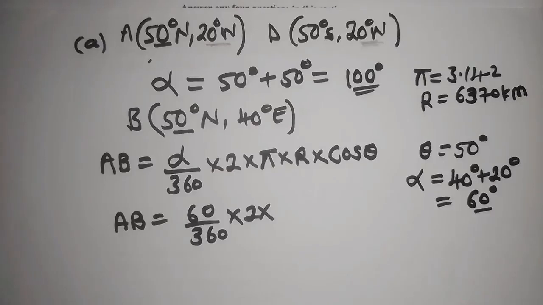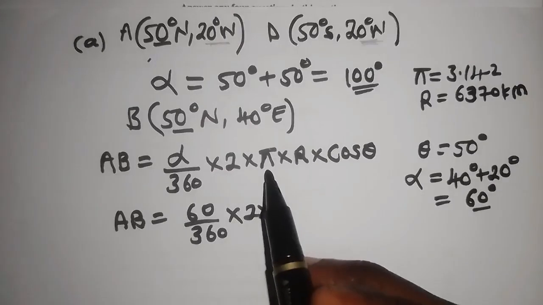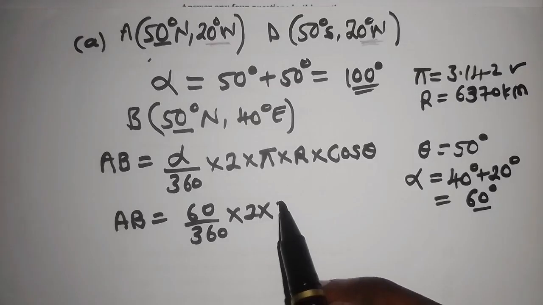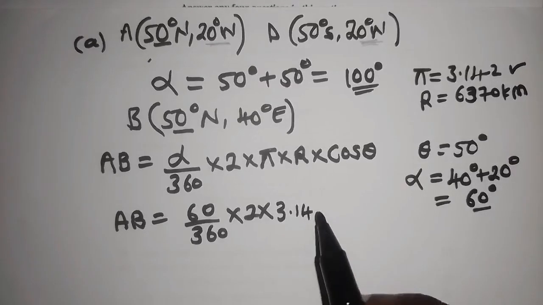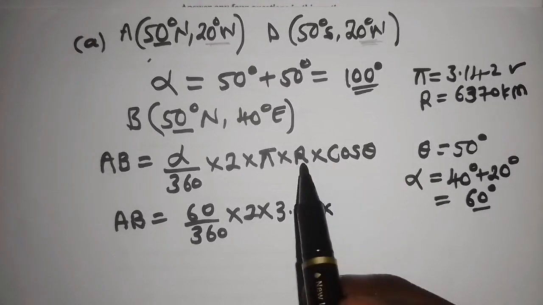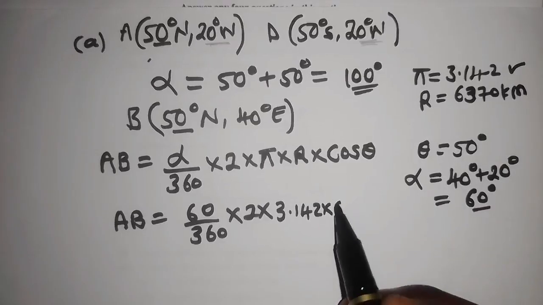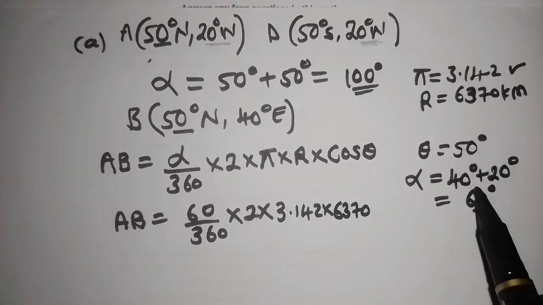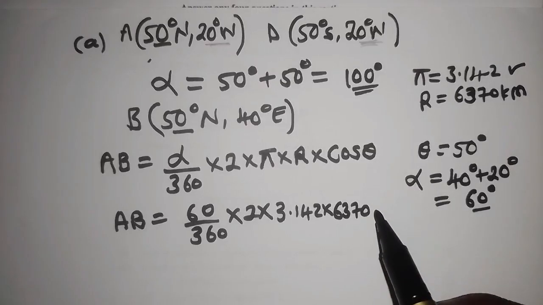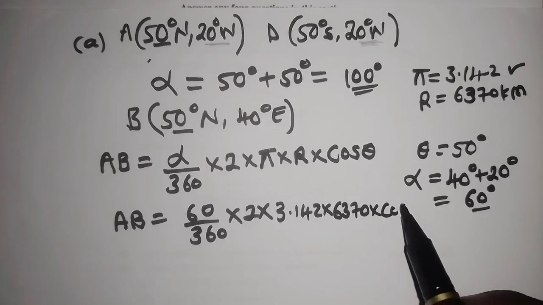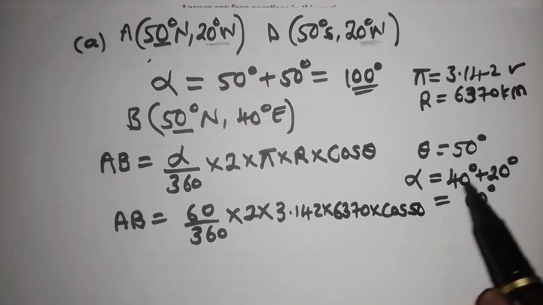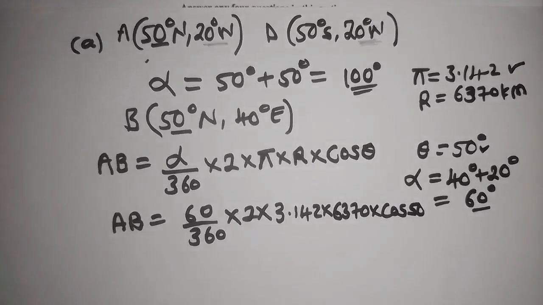Okay. So what you're going to do, where there is pi, you put this one, which is 3.142. Then where there is r, we're going to use 6370. Then the theta is just times cos 50. Okay, so which is this one.